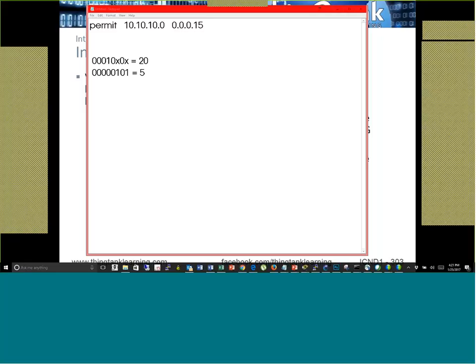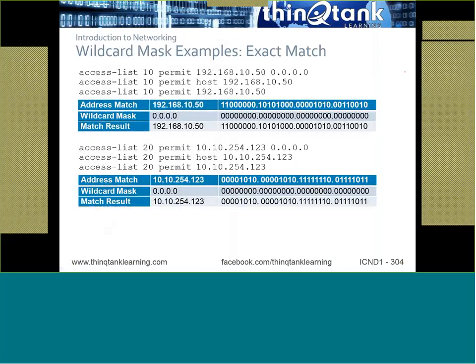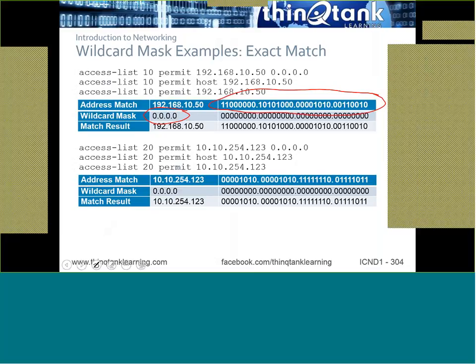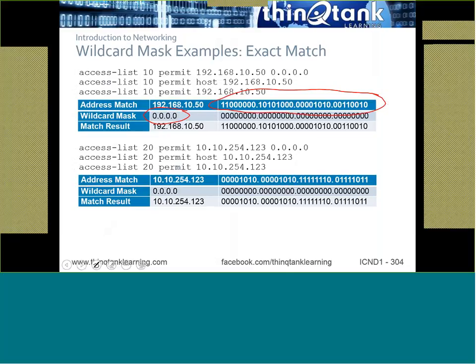All right. So here are just some examples. These are very simple examples. What does a 0.0.0.0 mean in the wildcard? All zeros mean an exact match, meaning all the bits have to match in order for the condition to be met. Would that necessarily mean a host? It could mean a host, yeah. Well, in this case, it would mean a host, yeah.